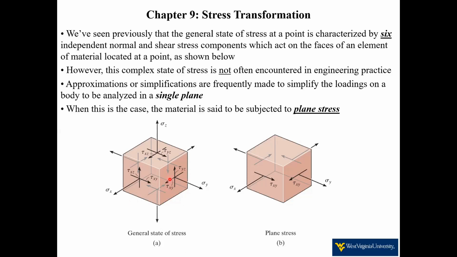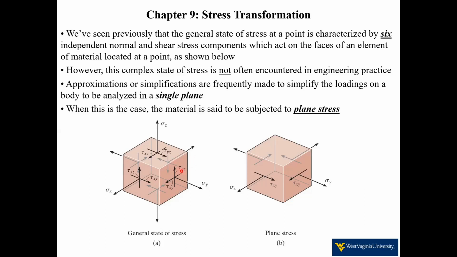And then they need to be in opposite directions on adjacent faces, so that they cancel out the moment or rotation that they create on the cube itself. So that makes up our 6 components of our general state of stress.